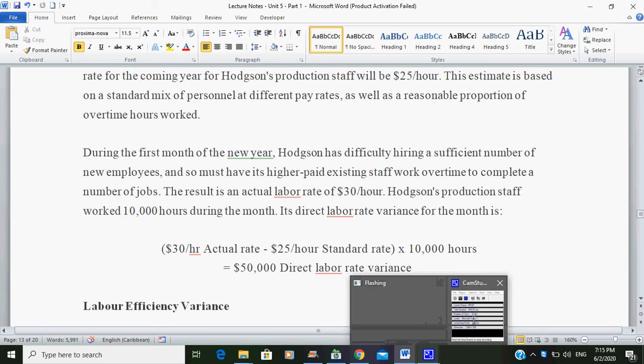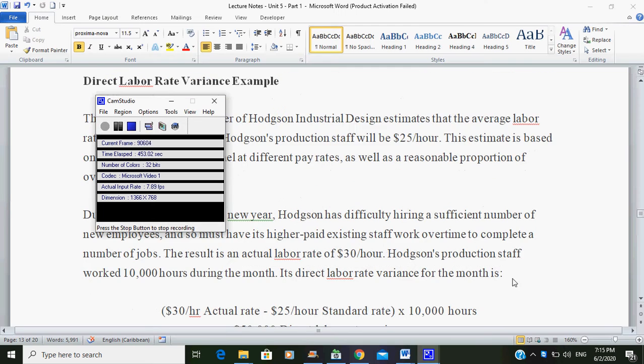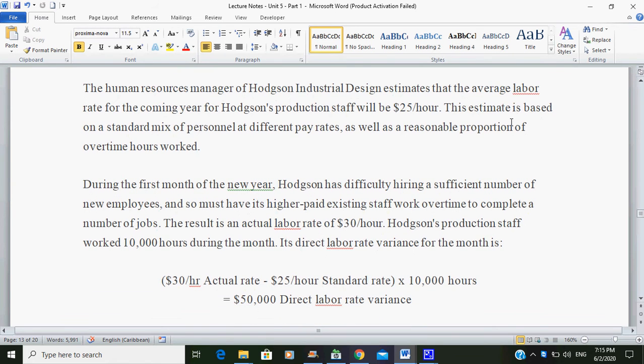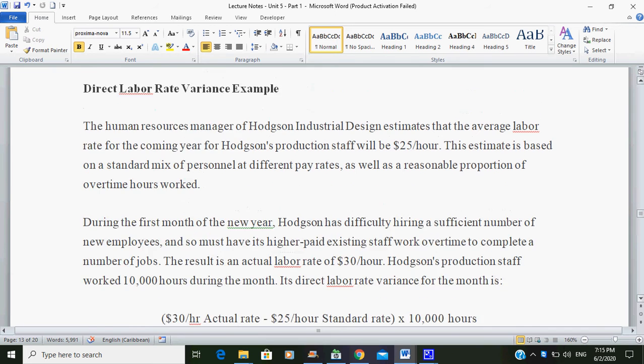Actual rate minus standard rate. So it's actual rate minus standard rate times what? Actual hours worked. So this is the variance. This is how to calculate it for this one.